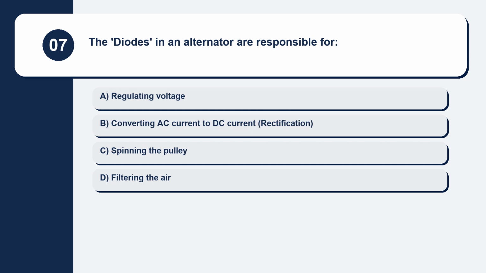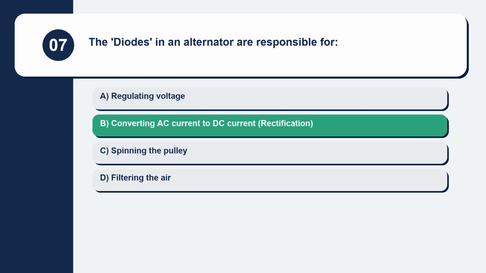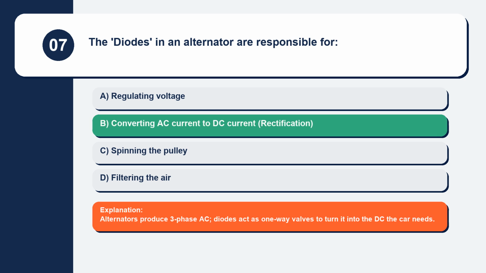Question 7. The diodes in an alternator are responsible for: regulating voltage, converting AC current to DC current, rectification, spinning the pulley, filtering the air. Alternators produce three-phase AC; diodes act as one-way valves to turn it into the DC the car needs.